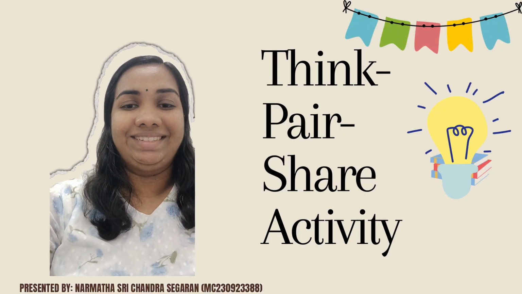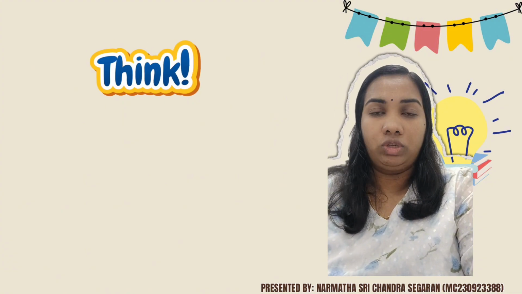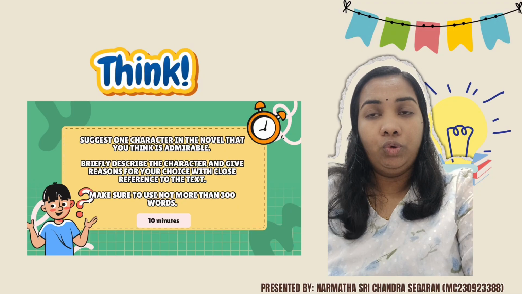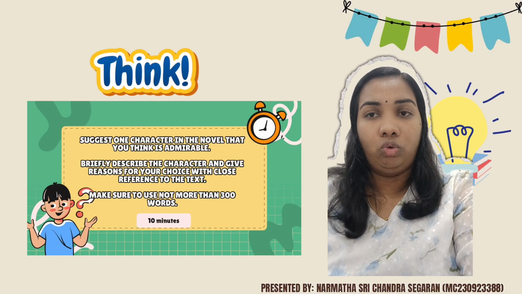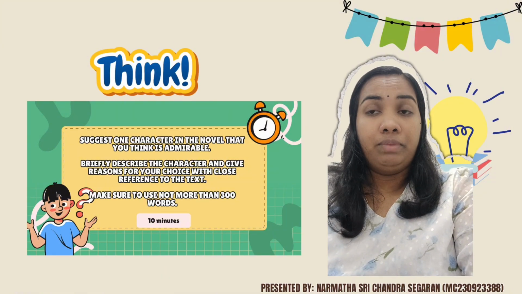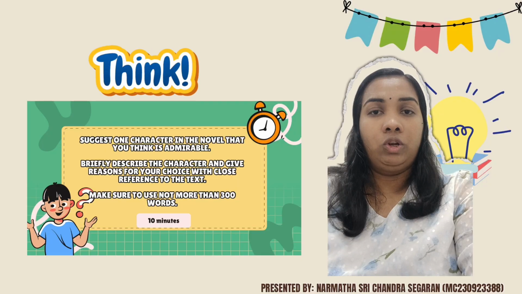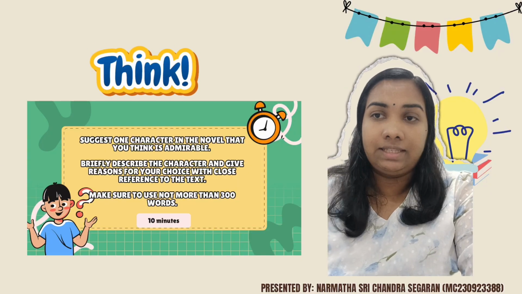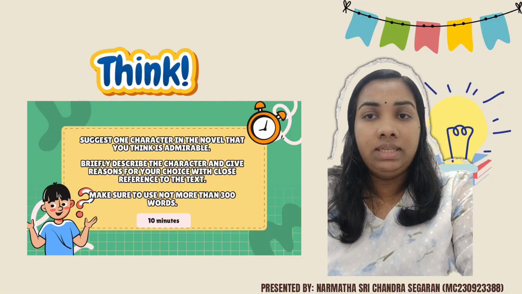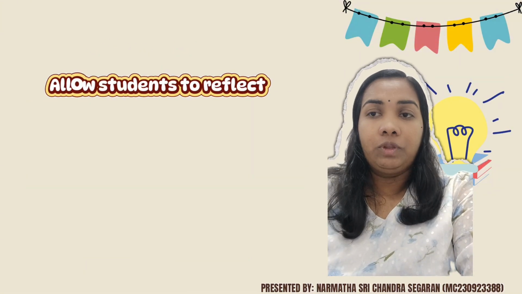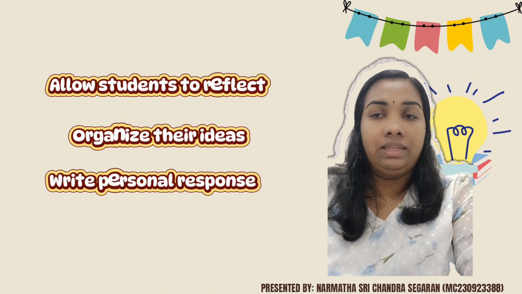in the lesson. First, for the think part of the think, pair, share activity, I ask students to think and write on their own for 10 minutes. I show them this question. Suggest one character in the novel that you think is memorable. Briefly describe the character and give reasons for your choice with close reference to the text. Make sure your words are not less than 200. This step allows students to reflect quietly, organize their ideas, and write their personal response before discussing it with anyone else.